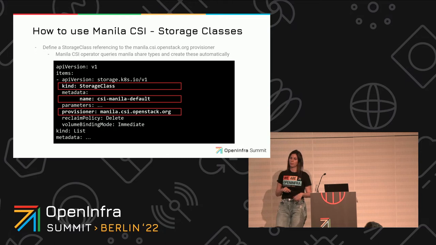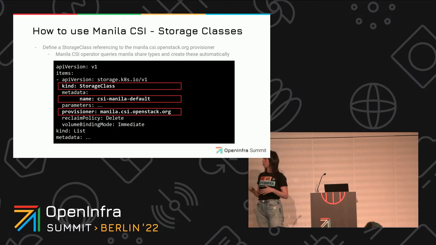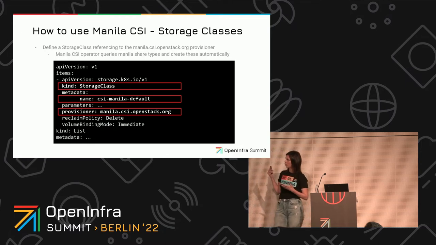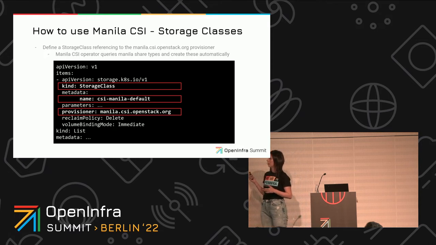Otherwise, a really basic storage class definition is going to look like the YAML file you have on the slide. The most important part that you have to declare, obviously, is the provisioner and, well, the name for it that has to match the share type that you have created on the OpenStack Manila side.